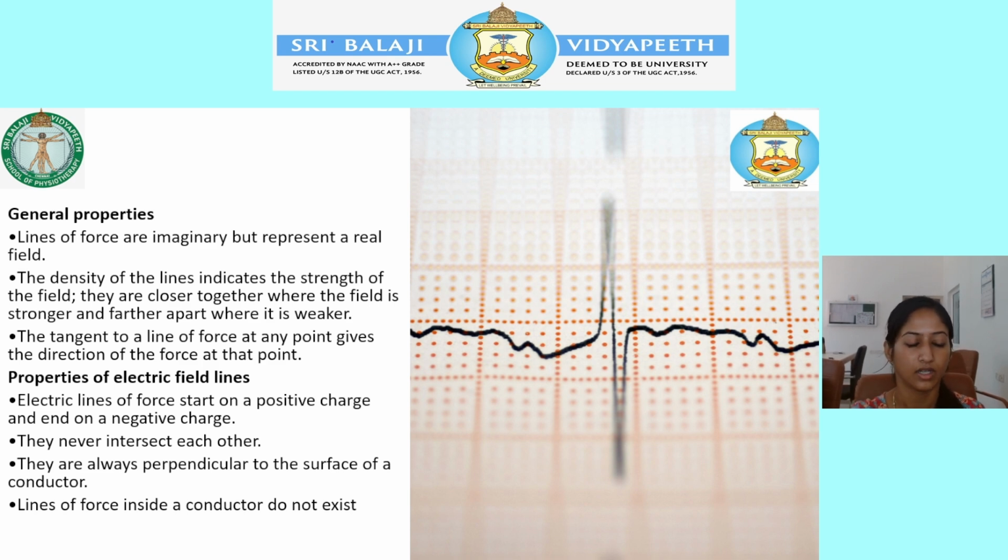Next is properties of the electric field lines. Electric lines of force start on a positive charge and end on a negative charge. They never intersect each other. They are always perpendicular to the surface of a conductor. Lines of force inside a conductor do not exist.